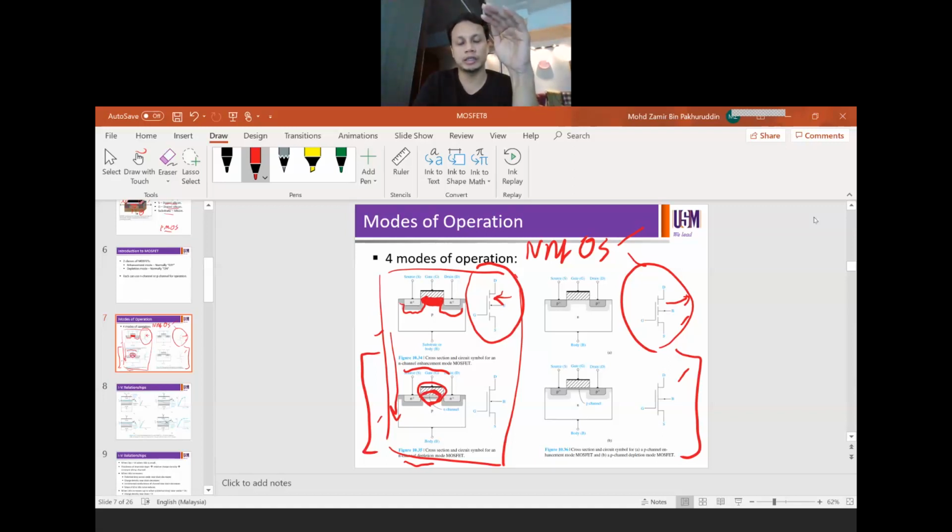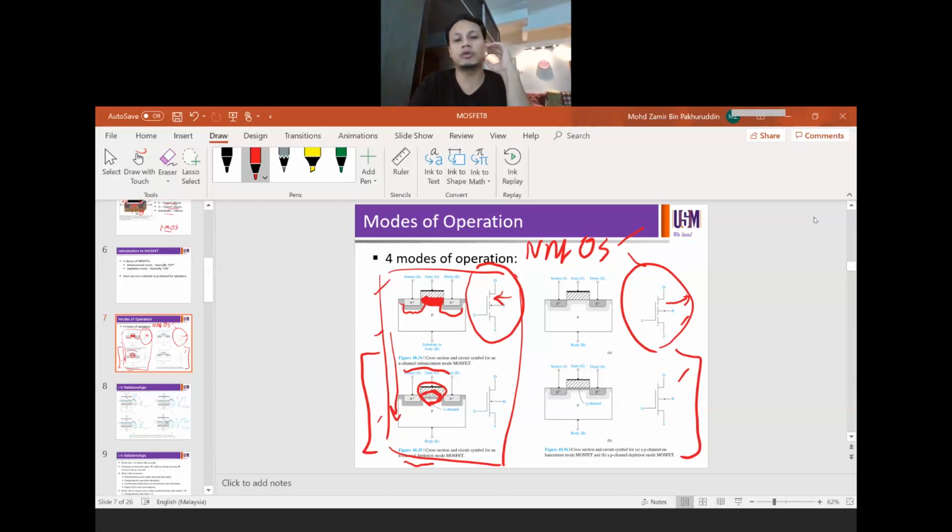You dope already the channel. So maksudnya laluan tu memang dah ada waktu dalam proses. Tapi on the other hand, for enhancement, channel tu tak ada waktu fabrication. You have to induce. You have to create. You have to complete the transistor fabrication. Then you have to apply VG. Then the channel will be created. So that's the difference between enhancement and depletion.